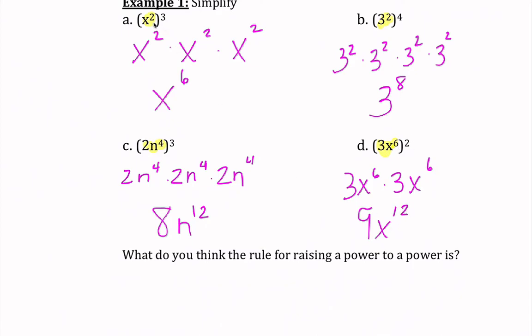So the pattern here is to multiply these. 2 times 3 is 6. 2 times 4 is 8. 4 times 3 is 12. 6 times 2 is 12. So when you have an exponent on top of another exponent, the rule is to multiply. What helps me remember that is that notice that there's a parenthesis right here between the exponents. So the parenthesis is a dead giveaway for multiply. That reminds me to multiply my exponents.